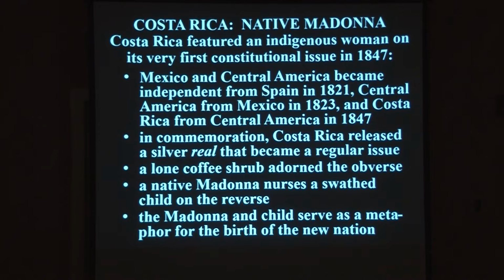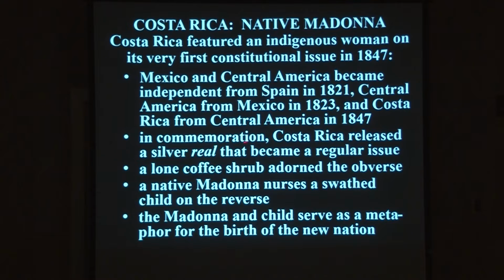Now let's move along to Costa Rica, yet another country in Latin America, right? Costa Rica featured an indigenous woman on its very first constitutional issue in 1847. Mexico and Central America became independent from Spain in 1821, as most of you know. What you might not know is that Central America then became independent from Mexico in 1823 and formed its own federation that lasted for some decades. Finally, Costa Rica became independent from Central America and the Federation in 1847.